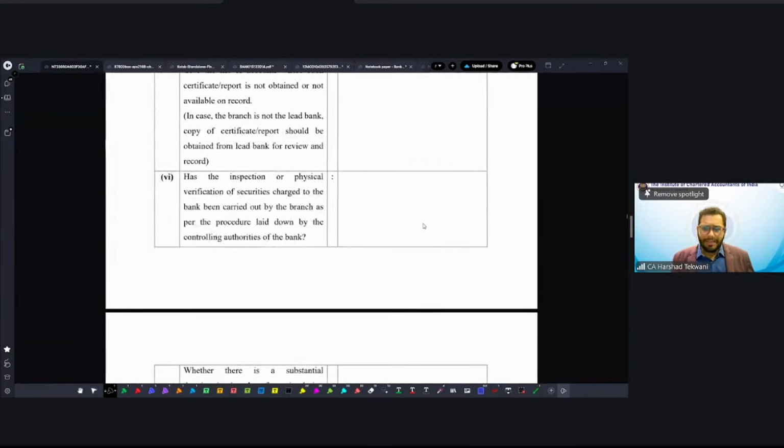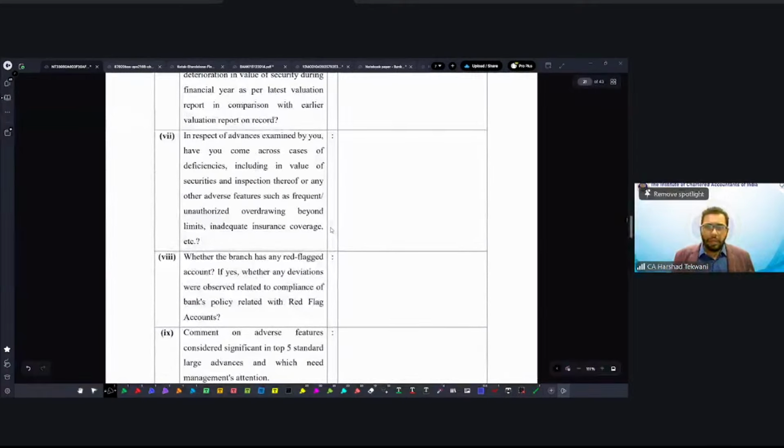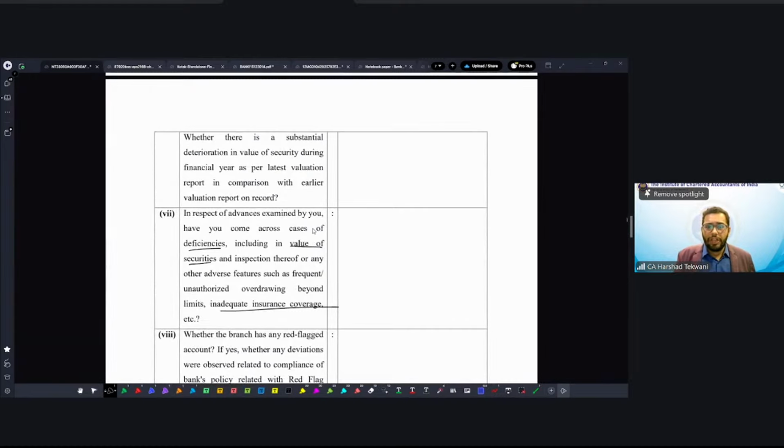Then a lot of things are there. Physical verification of the securities. Then deficiencies, or you can say diminution in the value of securities. If there is a diminution in the value of security, inadequate insurance coverage, that you need to look into, and deterioration in the value of security, if there is any.